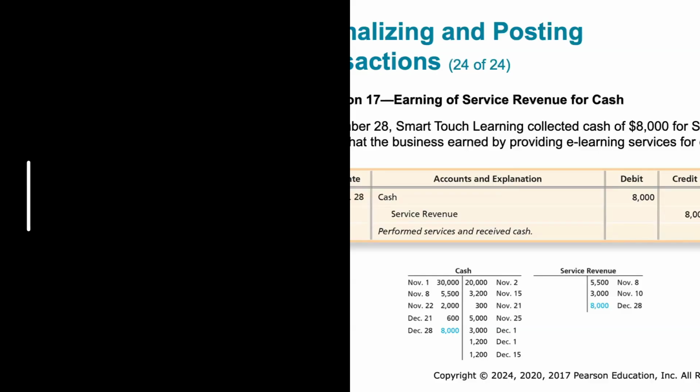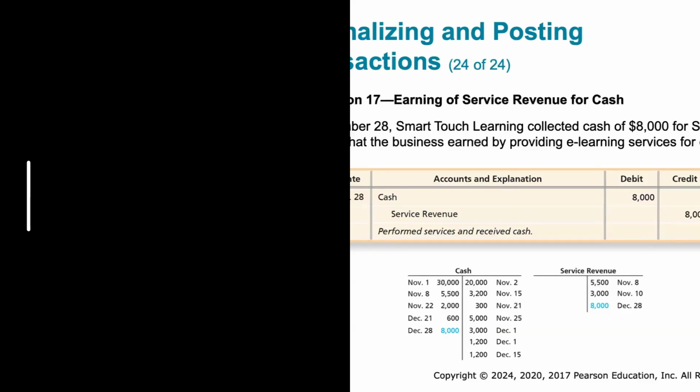Now, here we're looking at, unlike the last transaction, we did perform the service, right? And we did collect the cash. So here we have service revenue and we have cash. Cash is going up by $8,000. That is an asset. That's going to be our debit. Service revenue goes up through credit. We've already earned it. So we have service revenue of 8,000 credit.